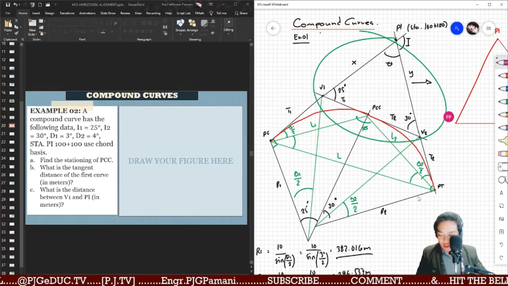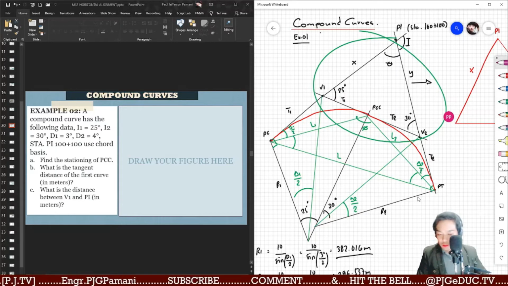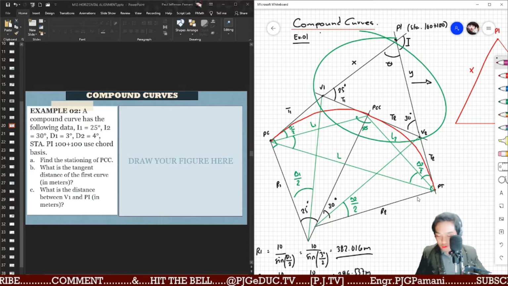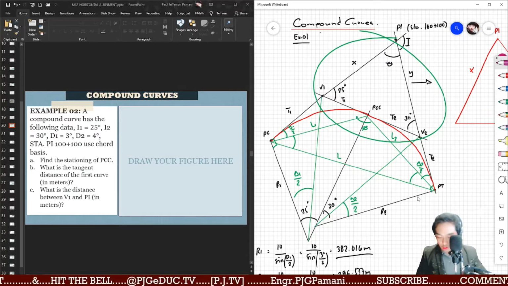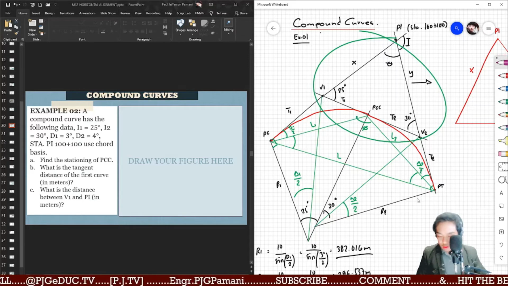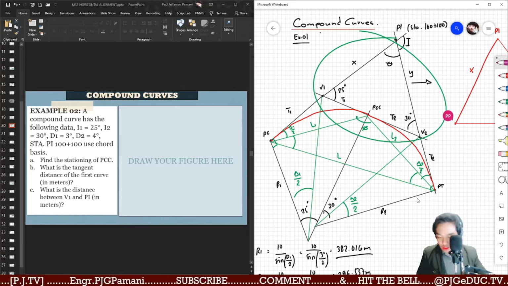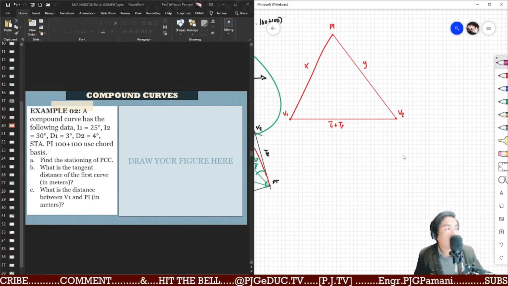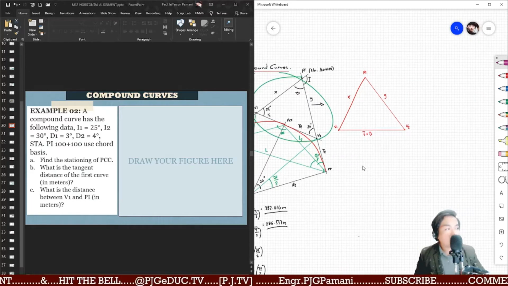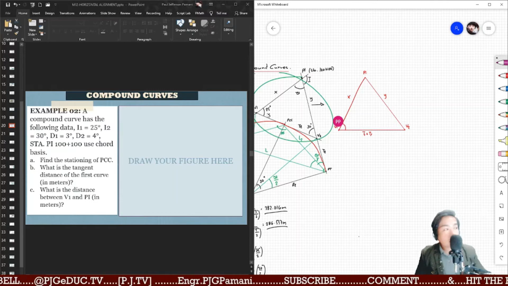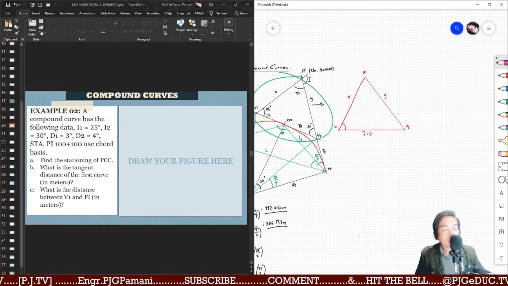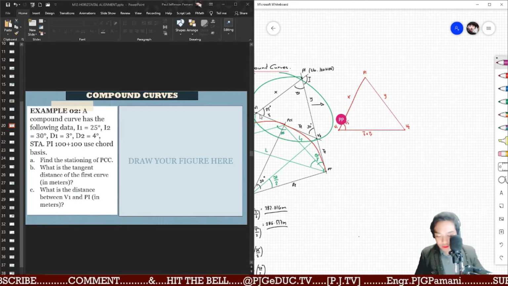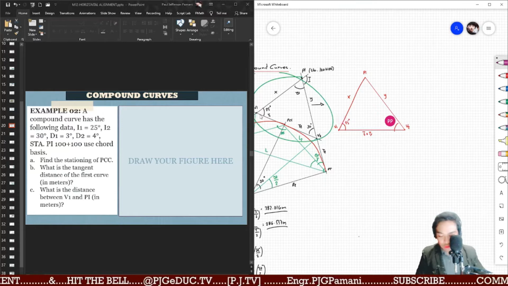Remember, this is your PI, this is your X distance, your Y, your V2, and your V1, as well as the length of your common tangent. Labas lang natin. Central angle of the first curve is the same as the angle of intersection for the vertex 1. It is 25 degrees. And the angle of intersection for the vertex 2, 30 degrees.